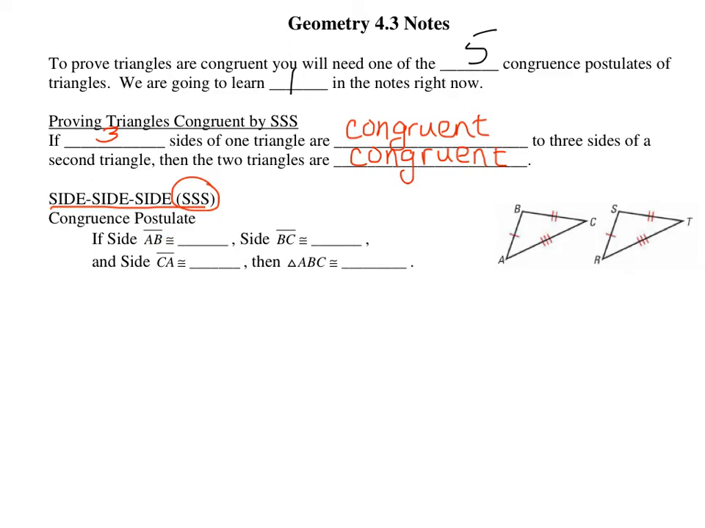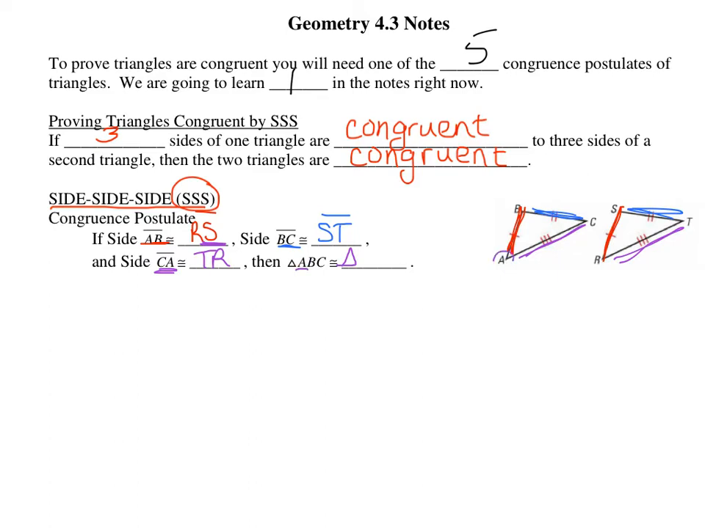So side AB is going to be congruent to, let's get this in color. So AB is congruent to RS. Next we have side BC is congruent to side ST. And then lastly we have side CA is going to be congruent to TR. And because we know that all 3 of them are congruent to each other, then we can say that our triangles are congruent.